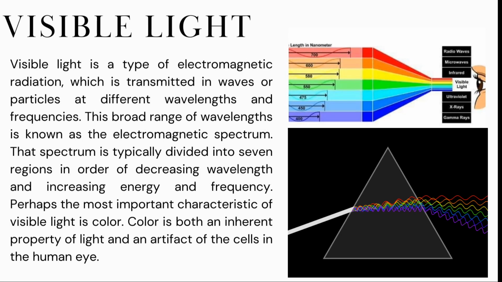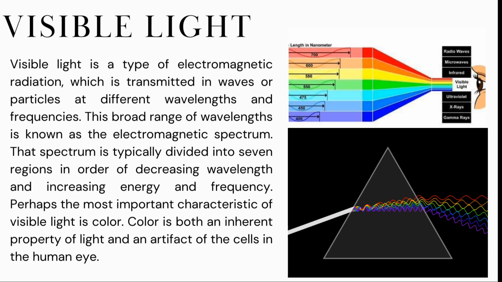Visible light. Visible light is a type of electromagnetic radiation which is transmitted in waves or particles at different wavelengths and frequencies. This broad range of wavelengths is known as the electromagnetic spectrum. The spectrum is typically divided into 7 regions in order of decreasing wavelengths and increasing energy and frequency.